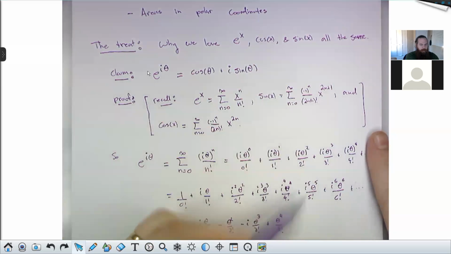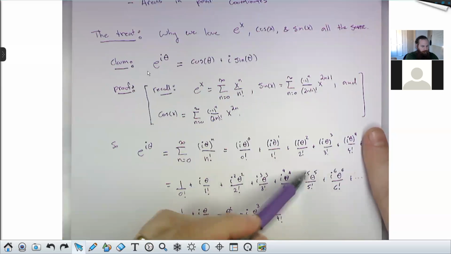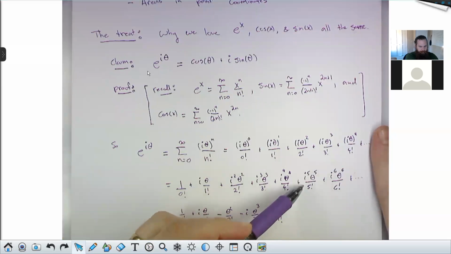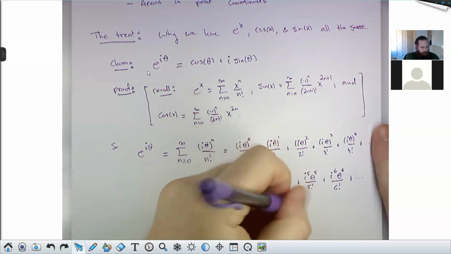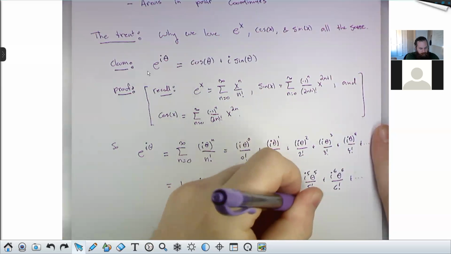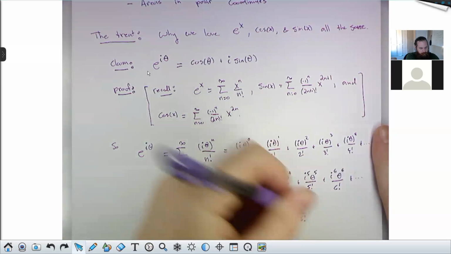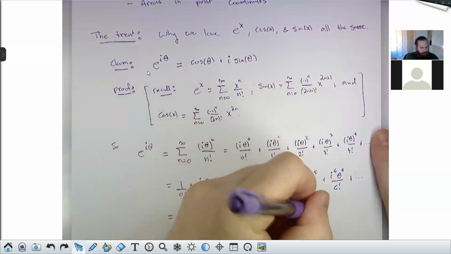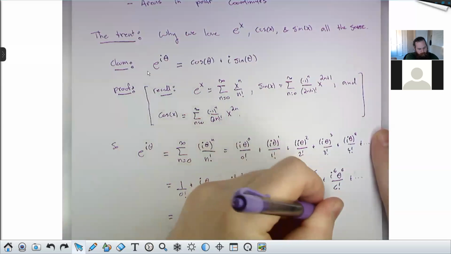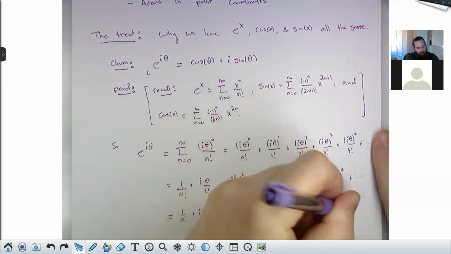i to the 5, let's think about this. This is i times itself 5 times. So that's i times i, negative 1, times i, another negative 1, times i. So that's negative 1 times i times negative 1, that's positive i. So that's plus i theta to the 5 over 5 factorial. i to the 6 is i to the 5 times i, so i times i, that's negative 1. So this is going to be negative theta to the 6 over 6 factorial, and so on.